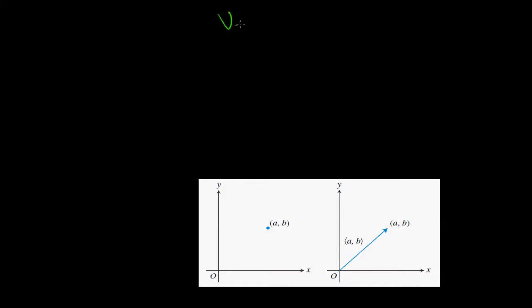So we have vectors, and we have scalars. And the difference, again, is that scalars only factor in magnitude and vectors factor in both direction and magnitude.